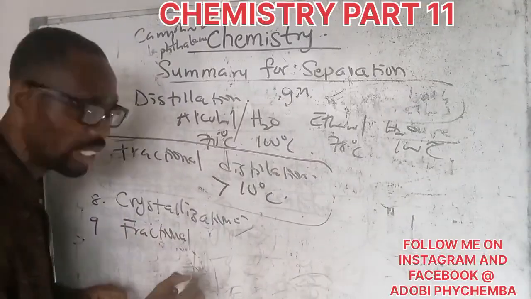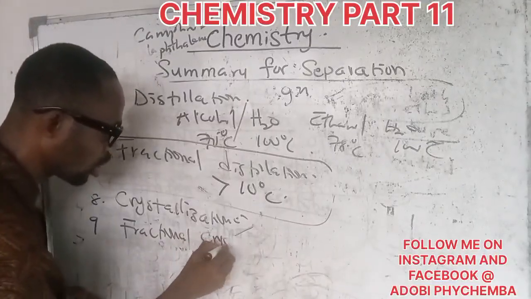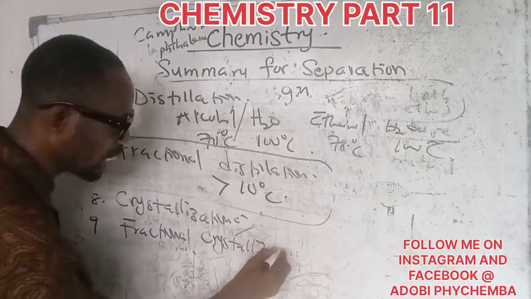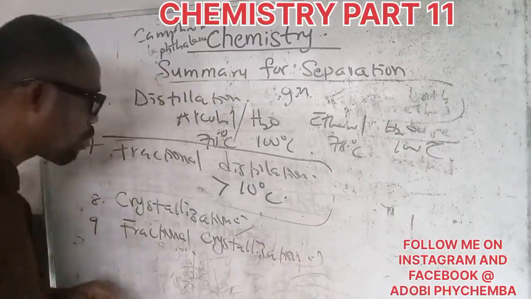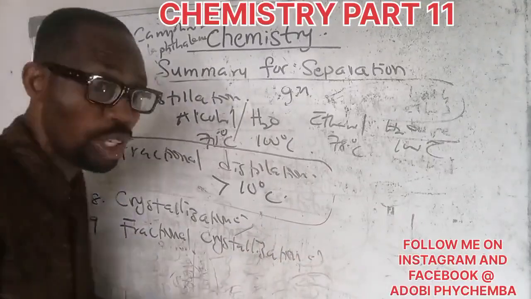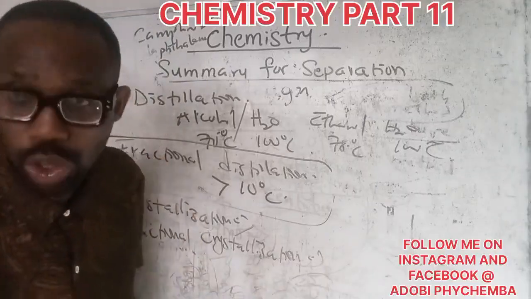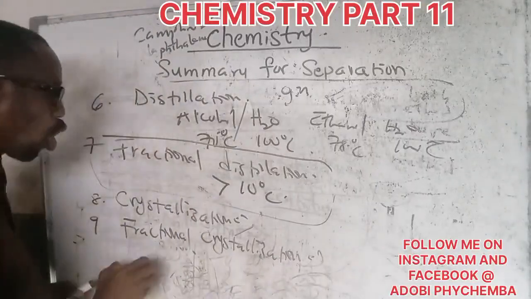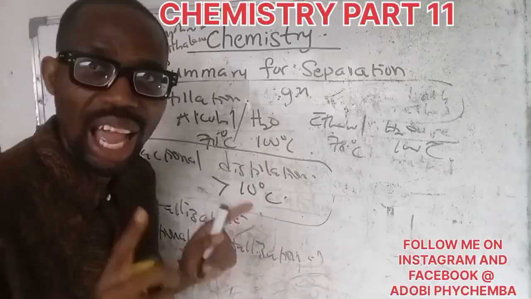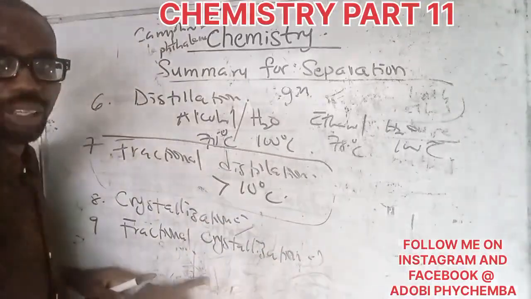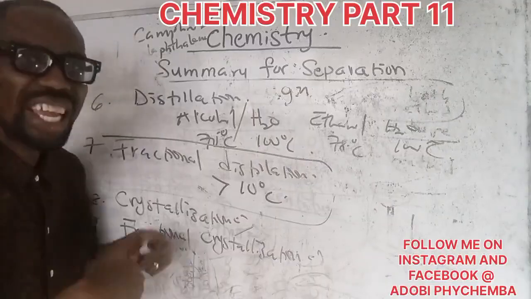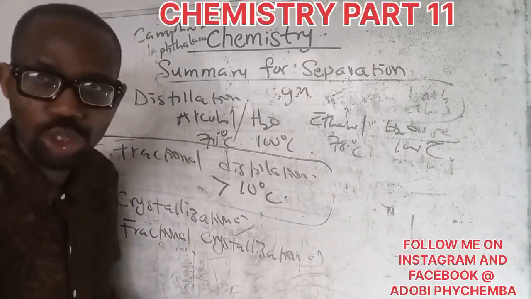Then number 9, we looked at fractional crystallization. Follow me with the speed of light. If I'm too fast, I'm sorry. You can watch the video over and over. Fractional crystallization has to do with the separation of two or more salts with different solubility at different temperatures. The very essence of all these things is to obtain salt of higher purity.